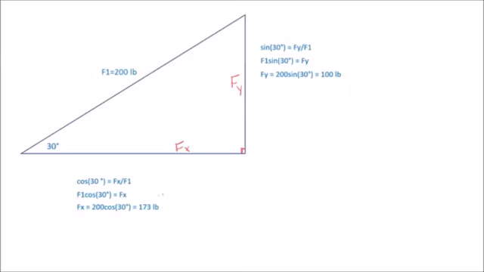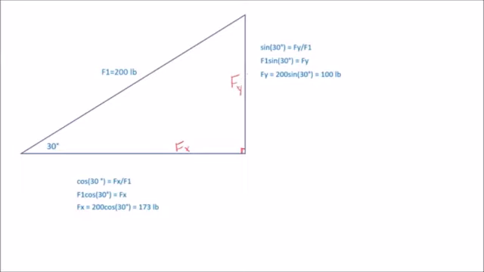It's important to note here that Fx and Fy are not going to sum up to be F1. They're actually going to be greater. If you think about this in terms of length, if this was 200 inches and this was 100 inches, then you would just have a straight line, right? It must be greater for us to have a triangle.